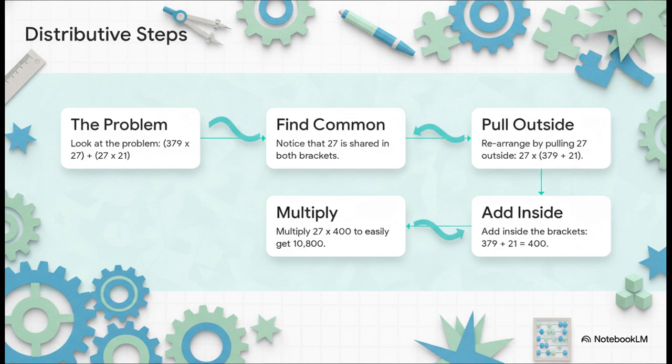Step 3 is where the absolute magic happens. We use the distributive property to pull that 27 outside. We rewrite it as 27 multiplied by everything else, which is 379 plus 21. Now, for step 4, let's add inside those new brackets. 379 plus 21 makes a perfectly round number, 400. So in step 5, our scary complicated equation just becomes 27 times 400. You just do 27 times 4, which is 108, and add the 2 zeros. Boom, 10,800. We just turned a totally confusing equation into simple mental math.